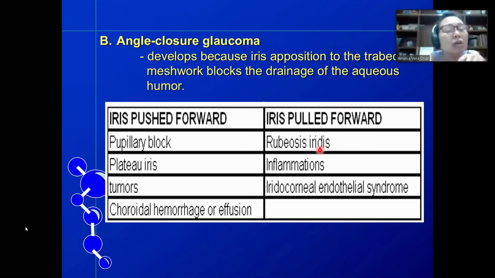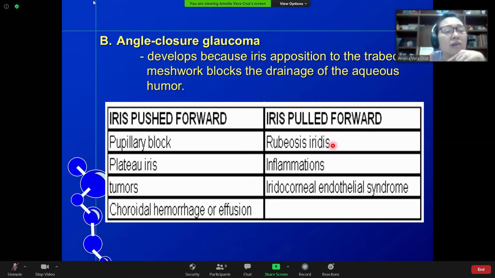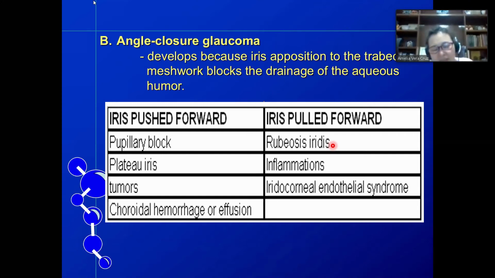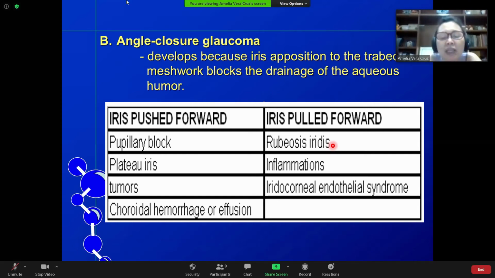So dito ka sa iris push forward. Dito, pag sa may pupillary margin. Pag if the rubeosis will appear at the peripheral portion of the iris, this will stick, the iris will stick to your cornea, then it will block now your anterior chamber angle. Okay? Basta, iris has no blood vessels. The anterior portion of the iris, no blood vessels. Then inflammation.